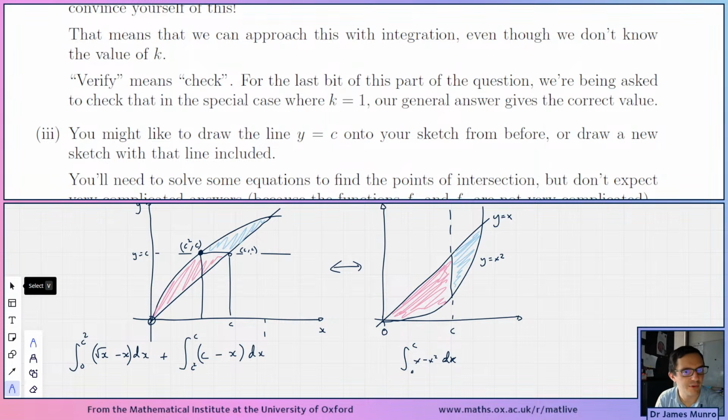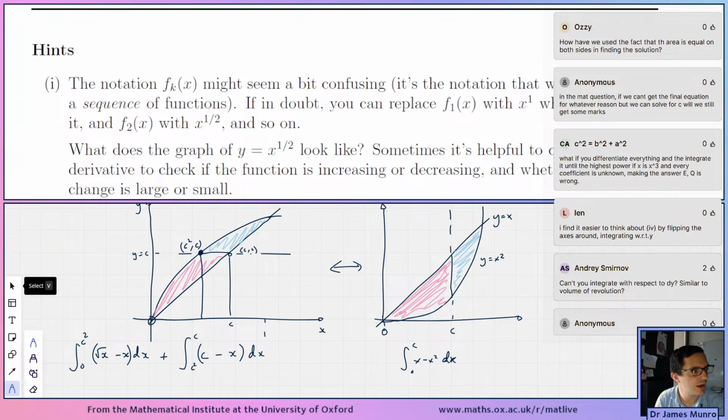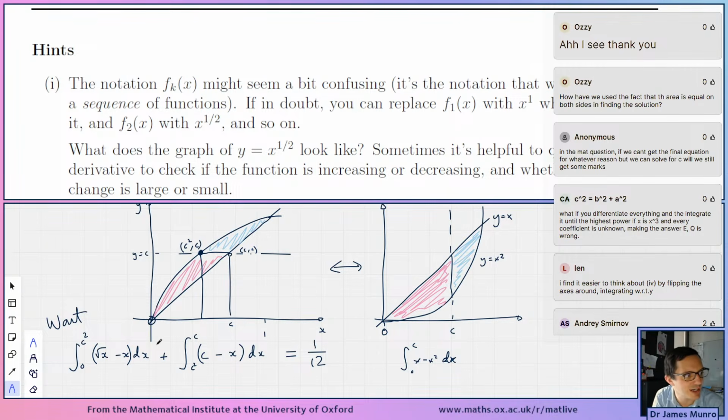Quick look at chat while we wrap up here. If you've got any questions about things that we've done: how have we used the fact that the area is equal on both sides? Good question. So I didn't tell you that I want this to be equal to 1/12, where that must come from the idea that overall this is 1/6. We found that in a previous part, and we would like the pink area to be equal to the blue area, which means it's half the area of this thing. So I want this to be 1/12, and that is where the +1 comes from in the equation. All of this multiplied by 12 gives you those factors of 4 and 6, those lovely flavours of C cubed come from the integrals on the left hand side, but yeah.